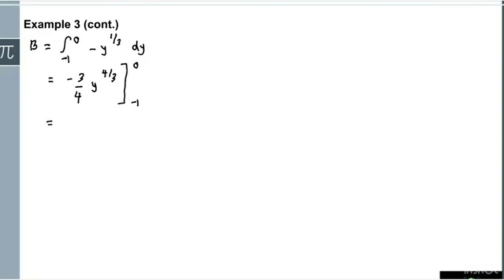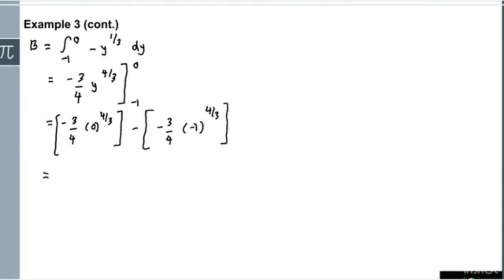So next we substitute the value. So we have -3/4 times 0 to the power of 4/3, close the bracket, minus -3/4 times -1 to the power of 4/3, right? So the final answer is 3/4 units squared, right?